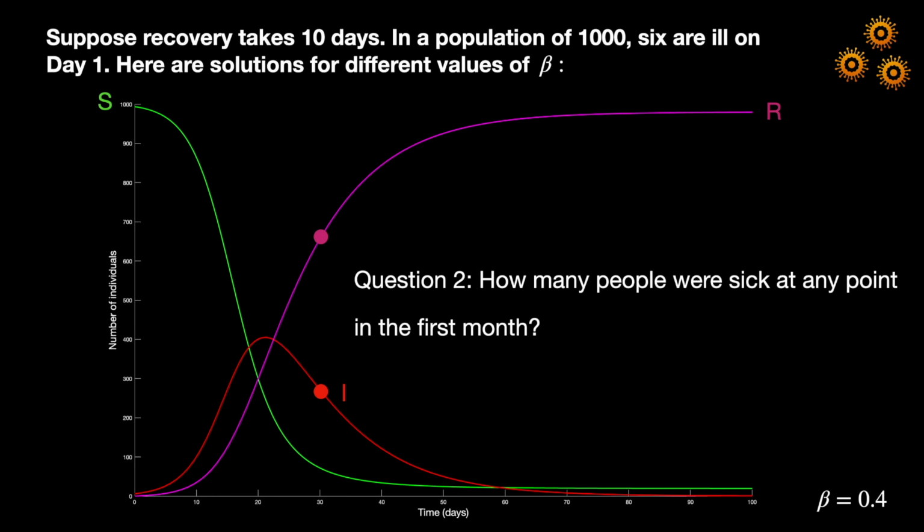The second way to do that might be a little bit faster, and that's to look at the amount of people who weren't sick at all in the first month. That's the value on the susceptible curve at day 30, and subtract that from the total number N. So 1,000 minus whatever this value is on the S curve.